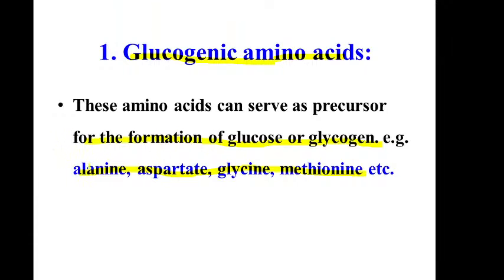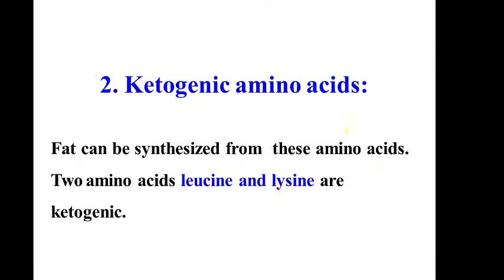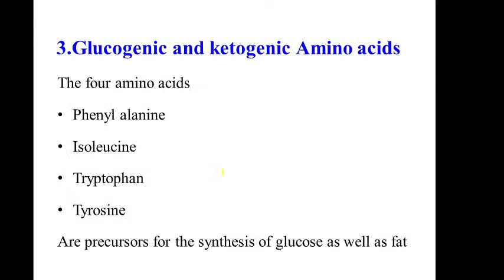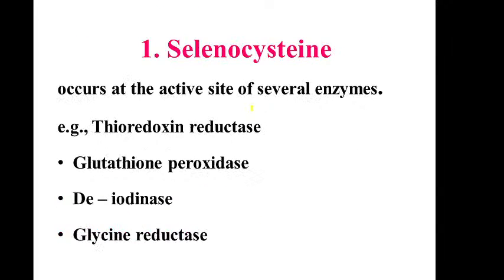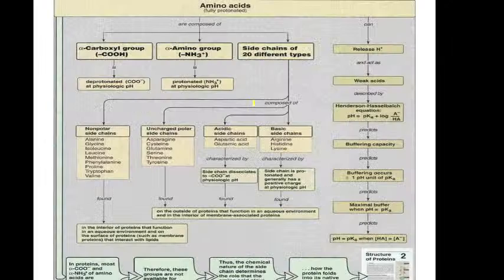So these amino acids, alanine, aspartate, glycine and methionine, can serve as precursors for the formation of glucose or glycogen. Similarly, we have ketogenic amino acids. Fat can be synthesized from these amino acids. Leucine and lysine are basically ketogenic in nature, from which we will get the fats. Then some are both glycogenic as well as ketogenic. This is a thing we have already done yesterday also.